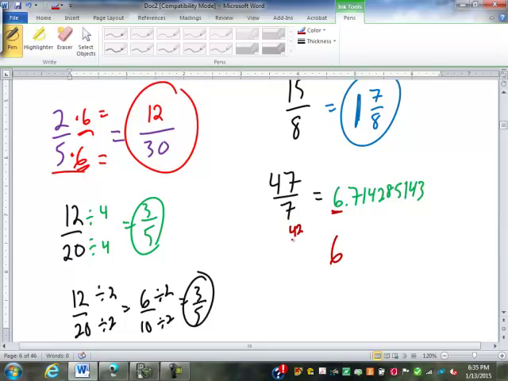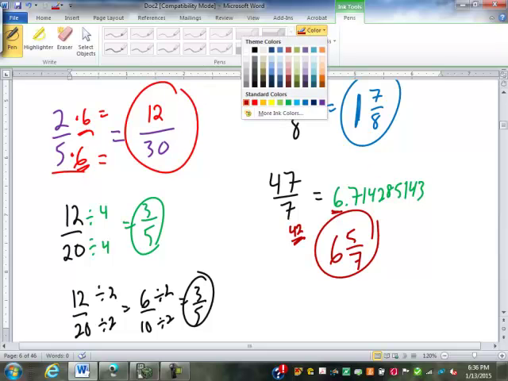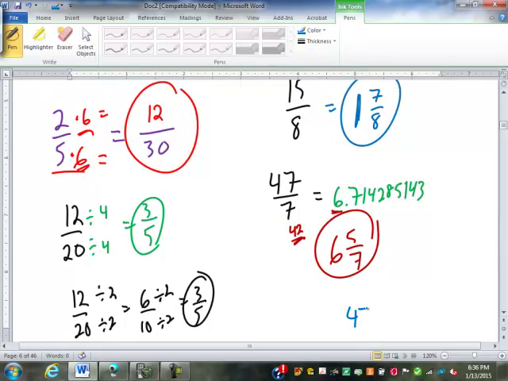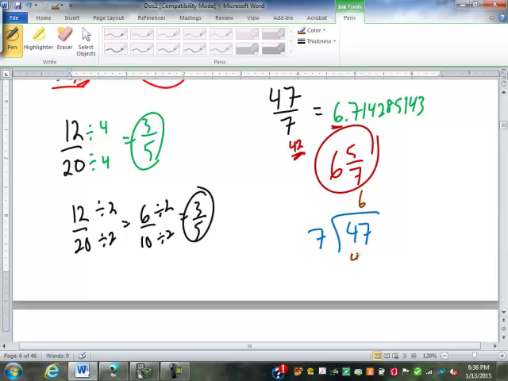42, which means you used up 42 pieces, and there are 5 left over. That's basically just a division and a remainder. 47 divided by 7: 7 goes into 47 6 times. 6 times 7 is 42. There's 5 left over, so it's 5 sevenths. Make sense? You just don't remember what 5 sevenths was?